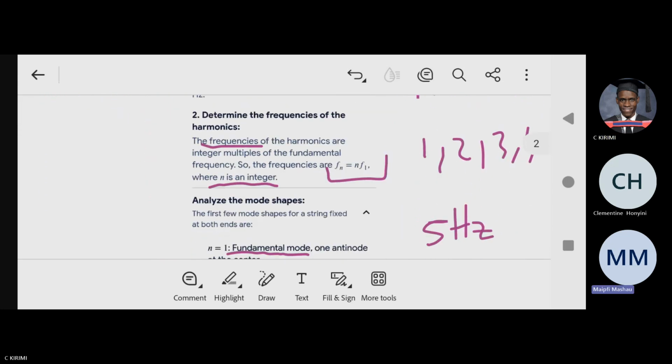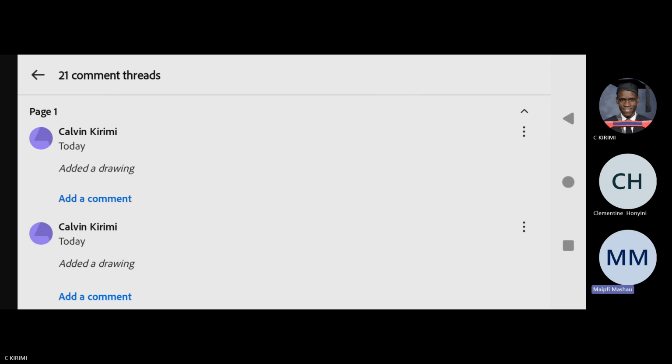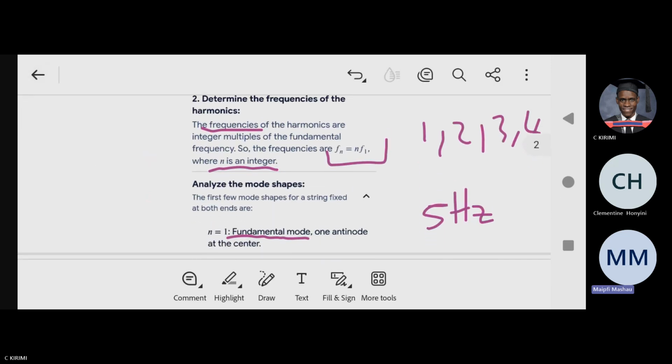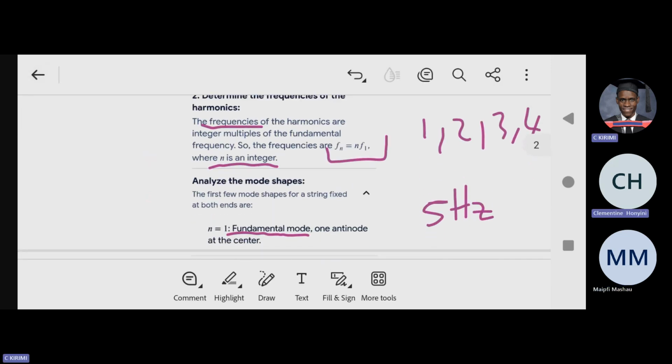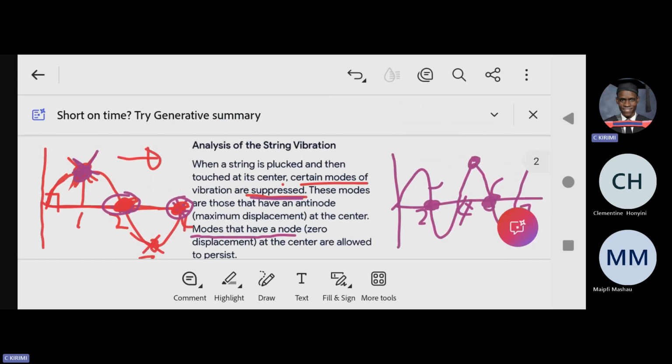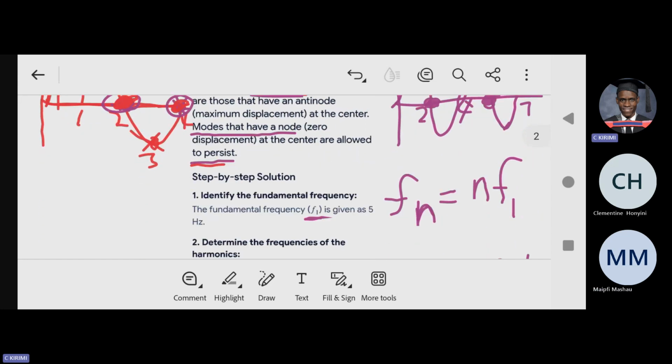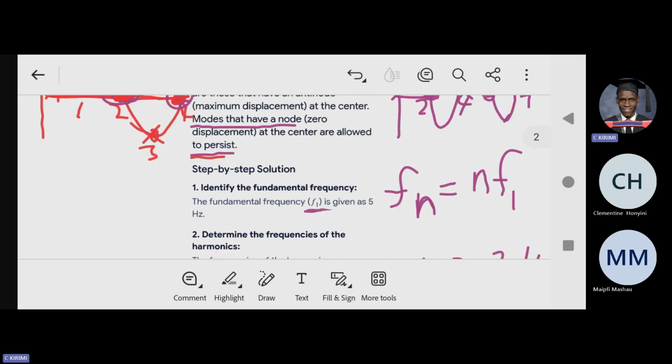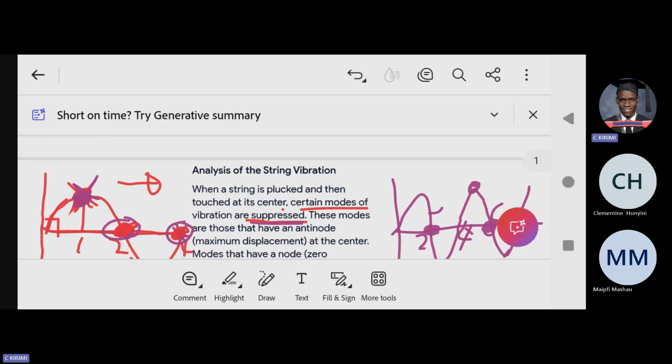Then, no need to draw that graph. Do I need to draw it? No, the graph, they know it. This one is just an explanation of nodes and antinodes. The graph was not asked. I'm just explaining so that you know which one is the antinode, which one is the node.